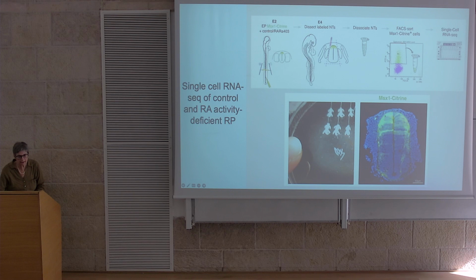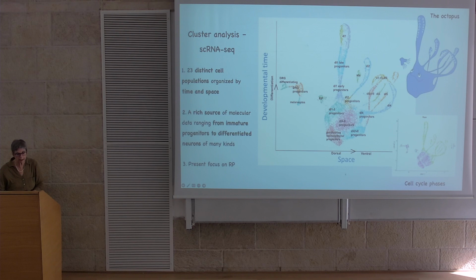We electroporated MSX1 citrine, which, as you can see, occupies only the dorsal third of the neural tube, so we could enrich for dorsal cell types, with or without dominant negative retinoic acid, and compared the transcriptomes of both conditions. Here you can see the embryos. They were electroporated at day 2, fixed at day 4, and subjected to the 10x genomics platform.